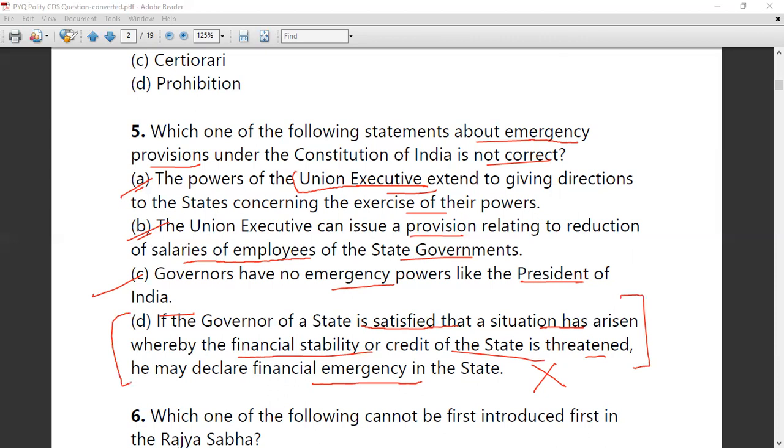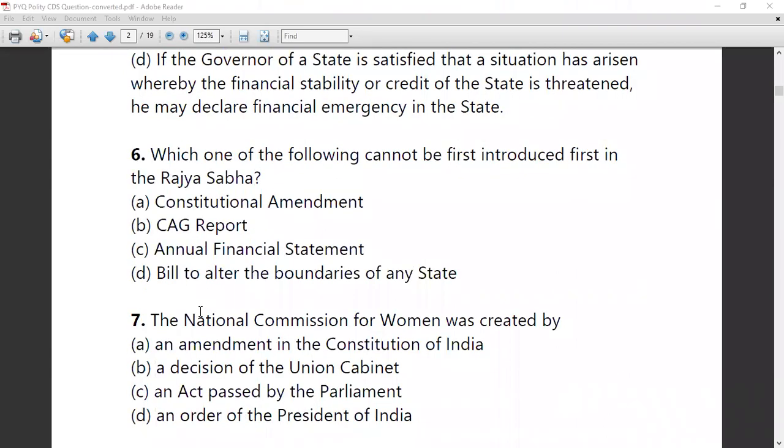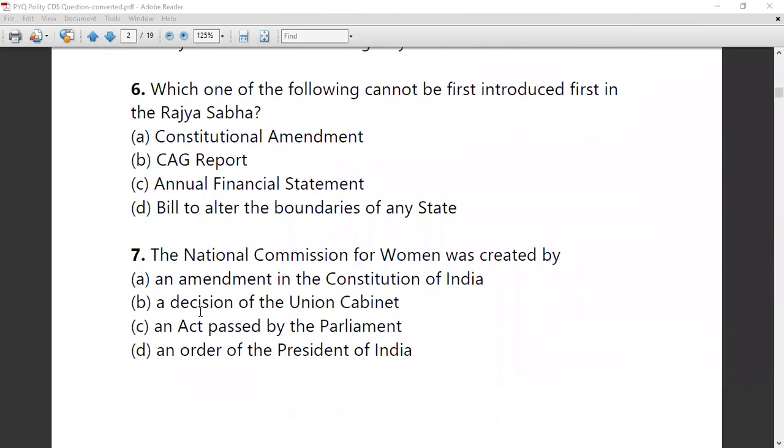Next, we will move forward to question number 6. Yes, here you can see question number 6, which says, which one of the following cannot be introduced first in the Rajya Sabha? That should be the question. Actually, "first" is put here by mistake, so we will just eliminate this. So which one of the following cannot be introduced first in the Rajya Sabha?